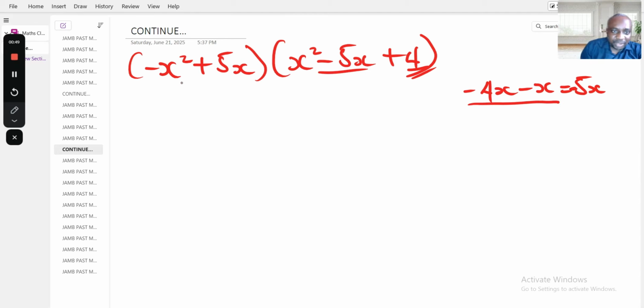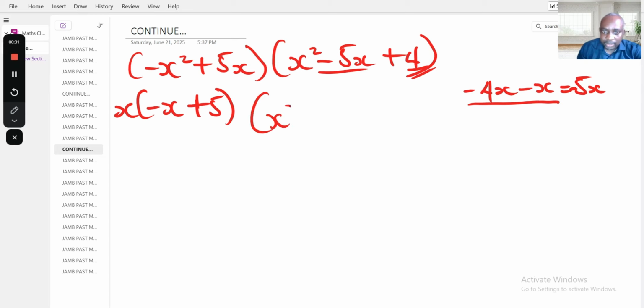This one, let's factorize it. What is the common factor from here? We are going to have 1x left here plus 5. Isn't it? We have factorized this one. Now let me hold on this one. Let me continue with this expansion. Now x squared is equal to minus 4x minus x plus 4. I've replaced this minus 5x with this minus 4x minus x.